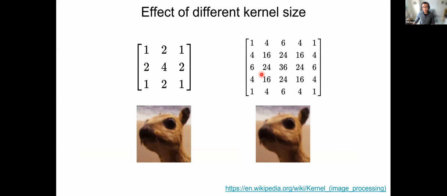On the right side, we have a 5x5 Gaussian kernel. And you can see that, as you can imagine, when the kernel size is larger, the effect is that your images are basically more blurred. And so this is just showing you that in addition to different kernels, you can have different sizes of kernel, and they will produce different effects.